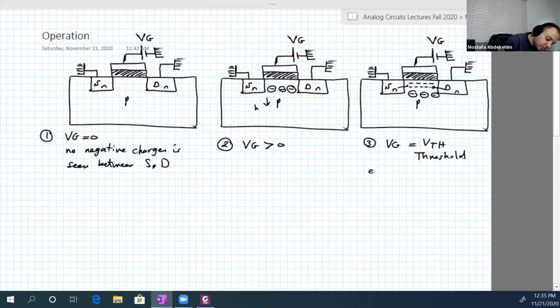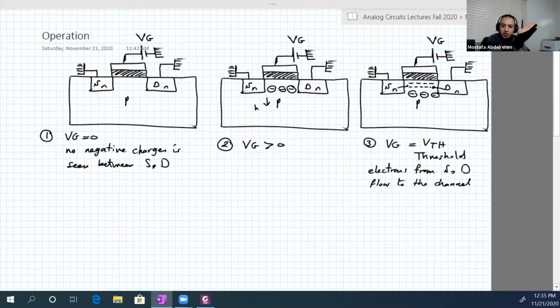So electrons from the source region and the drain region will flow to the channel. Because of course they are attracted to the positive voltage of Vg. And this is important, and this is why we did the source and the drain region with N-type materials, because it's not enough our minority carriers, which is electrons in the p-type region.